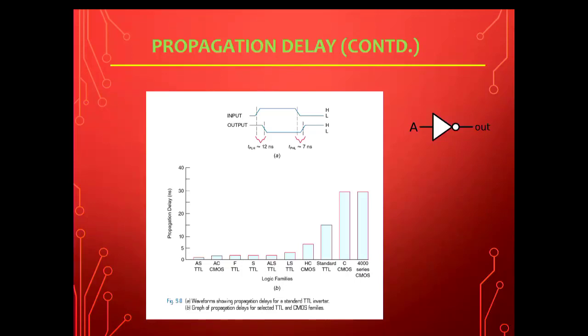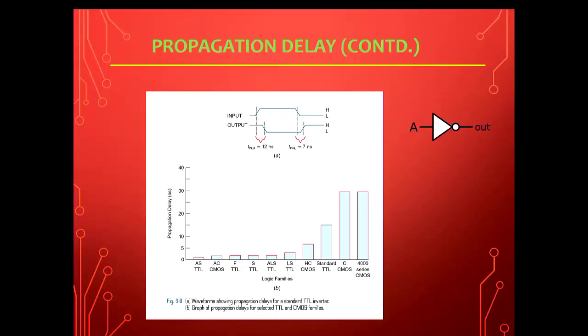CMOS around 2, TTL 2.5, 3 nanoseconds. The earlier ones that came out, the 4000 series and the standard TTL, had higher delays ranging from 10 to 40 nanoseconds. So here's a good timing waveform that describes the delay.